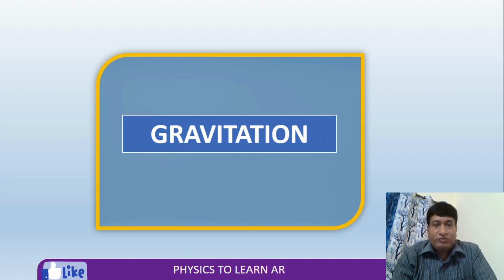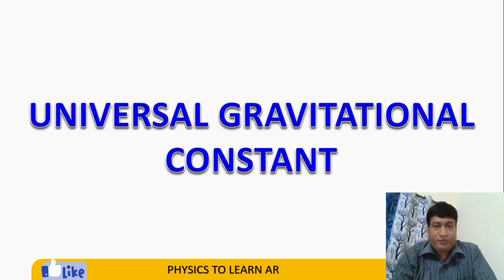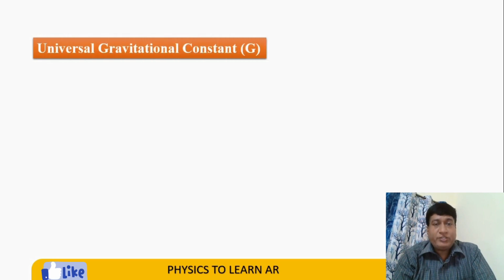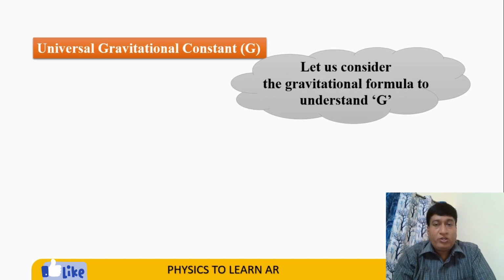So in this class we are going to discuss the continuation part, that is the universal gravitational constant. While discussing gravitational force we discussed that F is equal to capital G into m1 m2 by r square, where capital G is called the universal gravitational constant. Now we are going to discuss this universal gravitational constant.